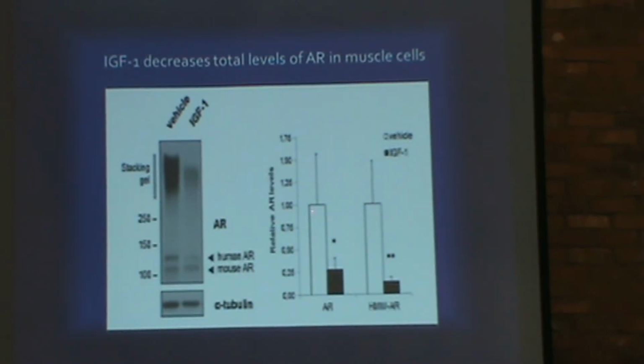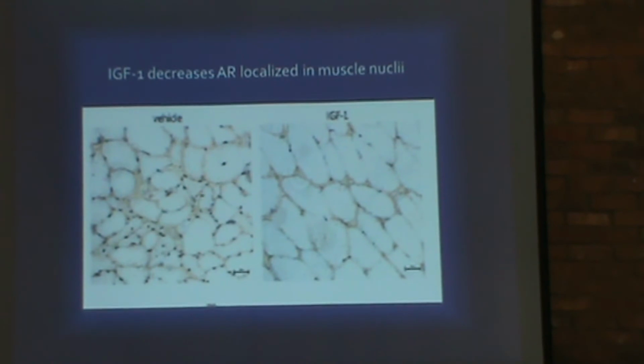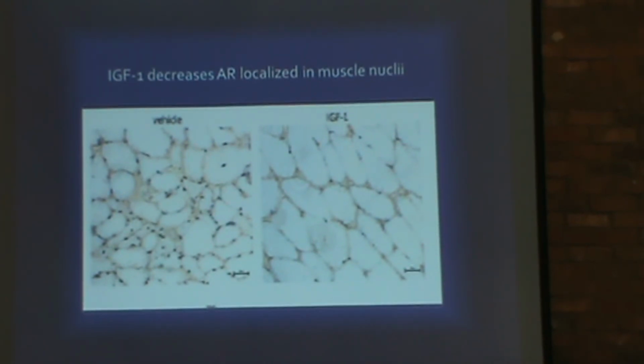They measured it. And essentially, these are the KD mice, these are the KD mice with IGF. And it's significantly reduced. So that's a good sign. Right? Good sign. What about if you looked at the cells? And they're looking at muscle cells.